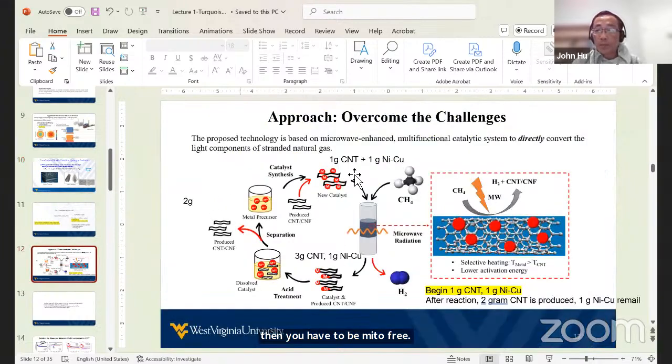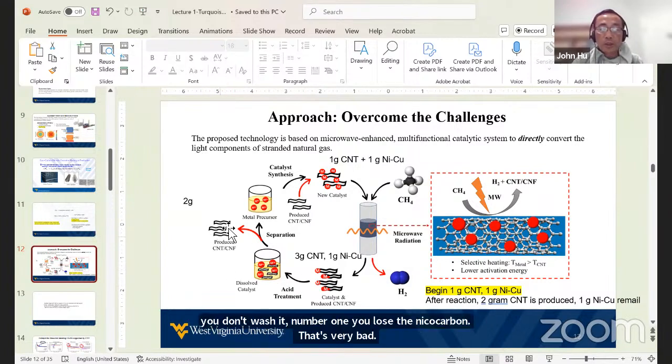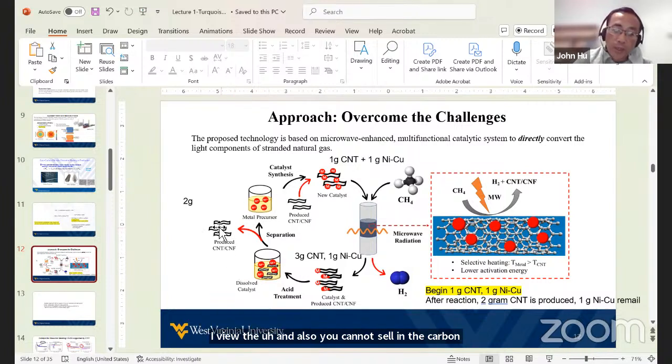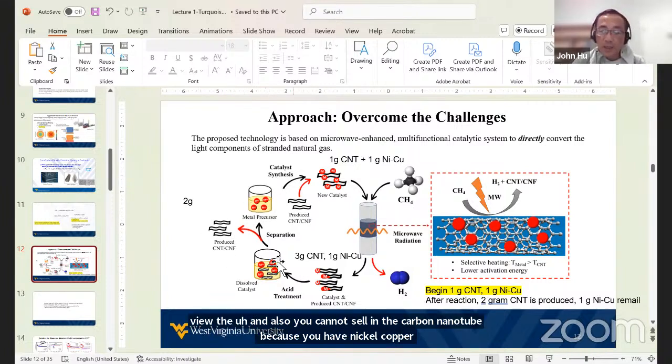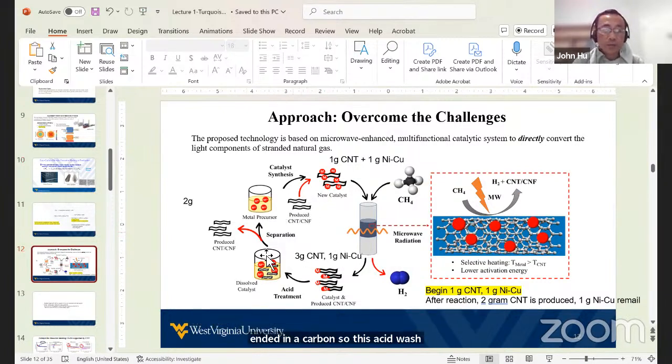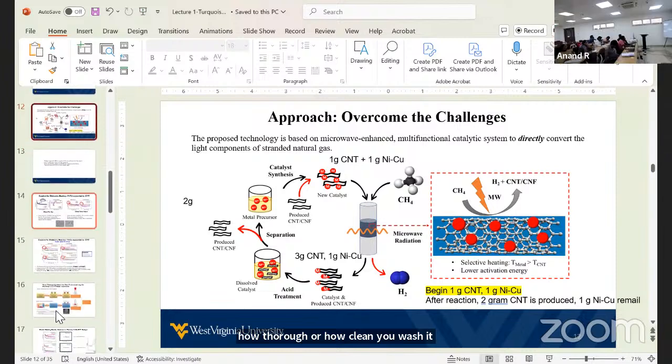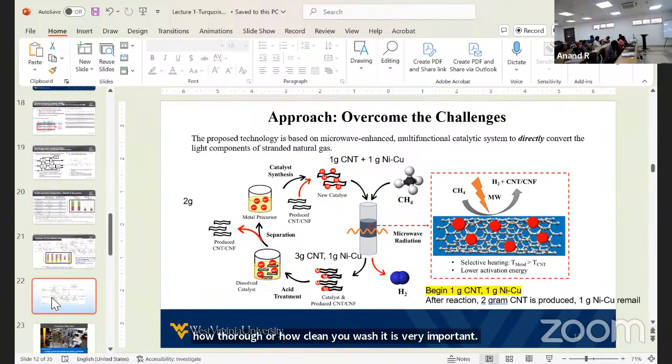That means this acid wash is very important. It all dictates this purity. If you don't wash it, number one, you lose the nickel copper. That's very bad. And also you cannot sell it as carbon nanotube because you have nickel copper in the carbon. So how thorough or how clean you wash it is very important. Very good question. Next, what's the next question?